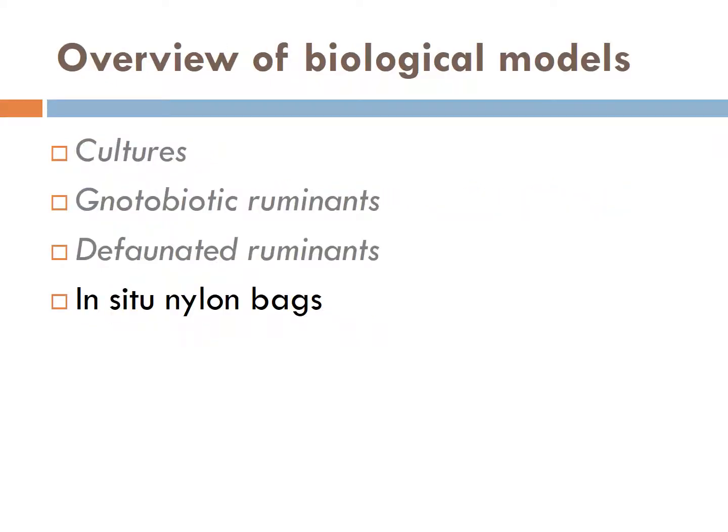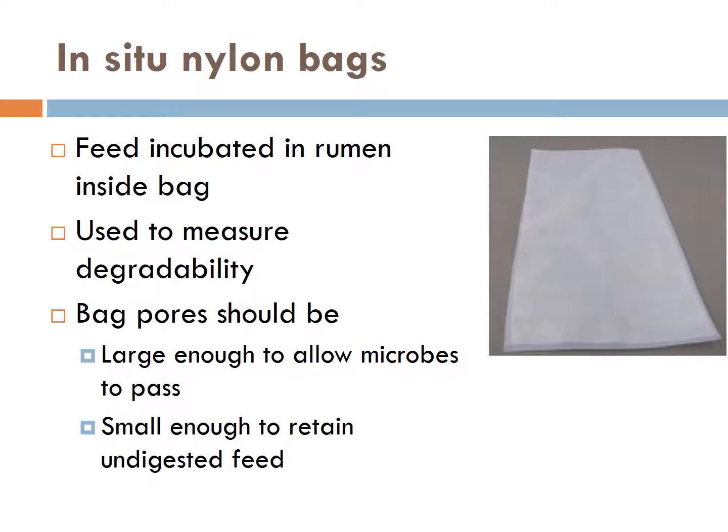The final biological model we'll discuss is in situ nylon bags. With in situ nylon bags, feed is incubated in the rumen inside a bag like that shown to the right. It's used to measure degradability of feed. A key point is the selection of bag pore size. The bag pores should be large enough to allow microbes to pass into the bag and thus initiate fermentation of feed. However, the pores need to be small enough in order to retain undigested feed.